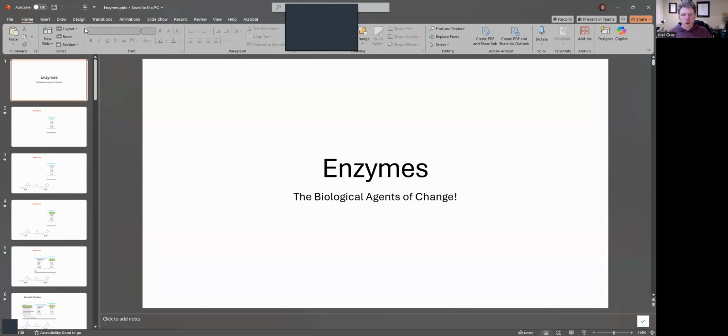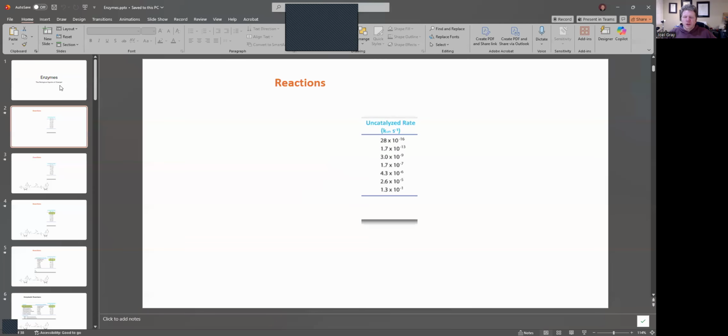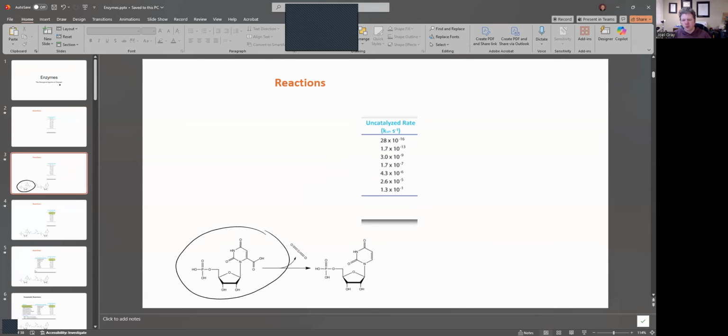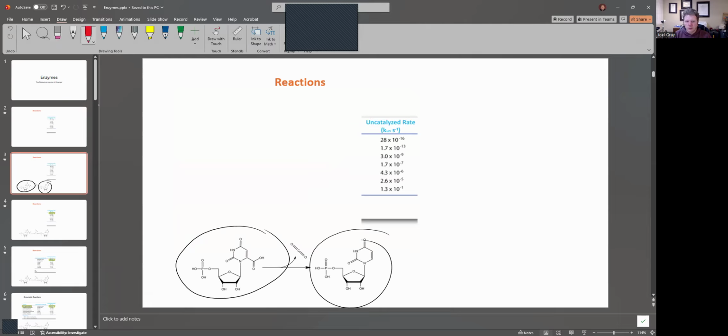Now, I want to show you a table that basically to me works as a sales pitch for why enzymes are interesting. So if you look at a reaction, you have an uncatalyzed rate. So how quickly can a reactant, shown here, be converted into this product? In this case, this reaction shown below, our reactant right here is losing a CO2. So this is a decarboxylation reaction. This molecule gets decarboxylated.